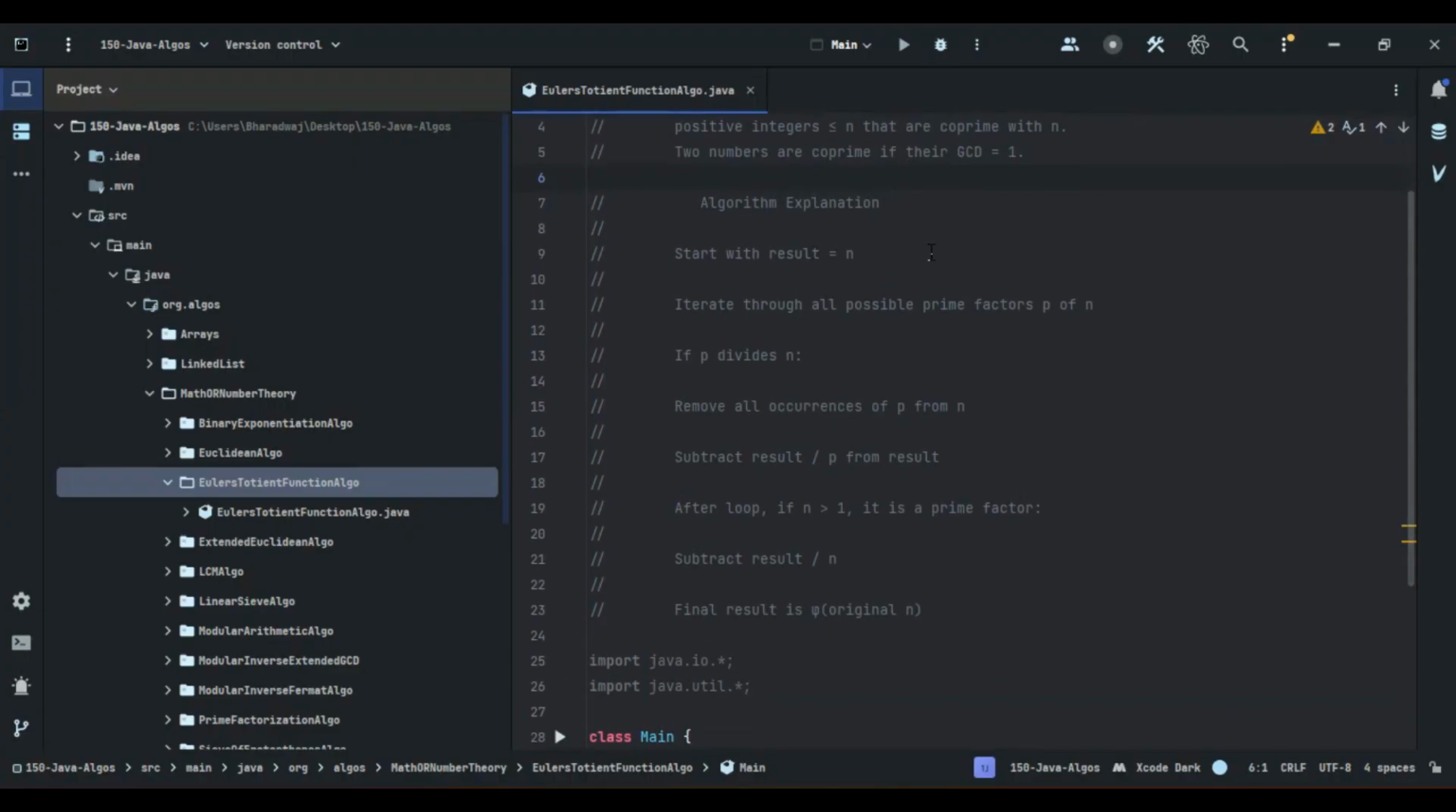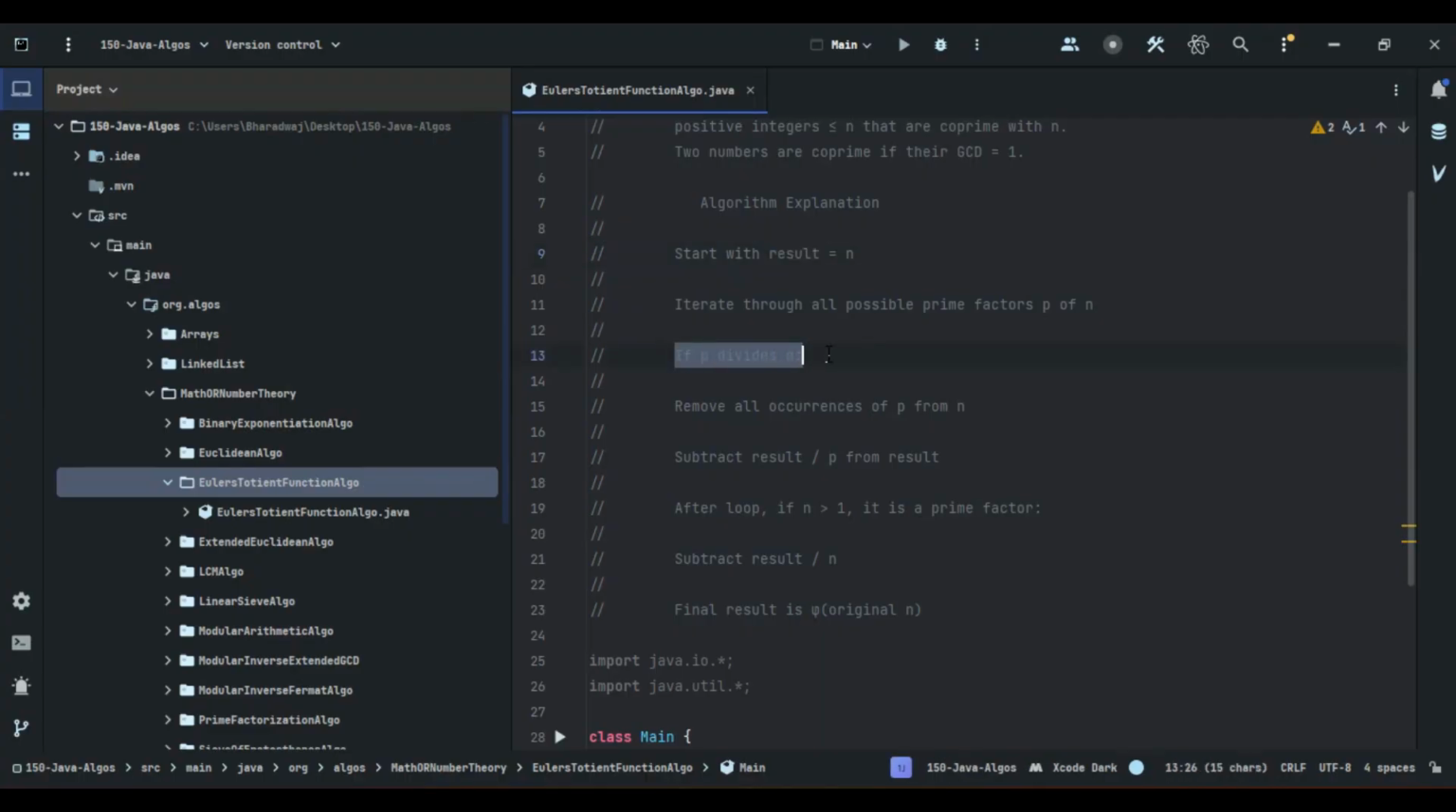First, we'll start with a result that is equal to n. After that, we'll iterate through all the possible prime factors, p of n. So p is nothing but the prime factor. We'll iterate through all the positive prime factors only.